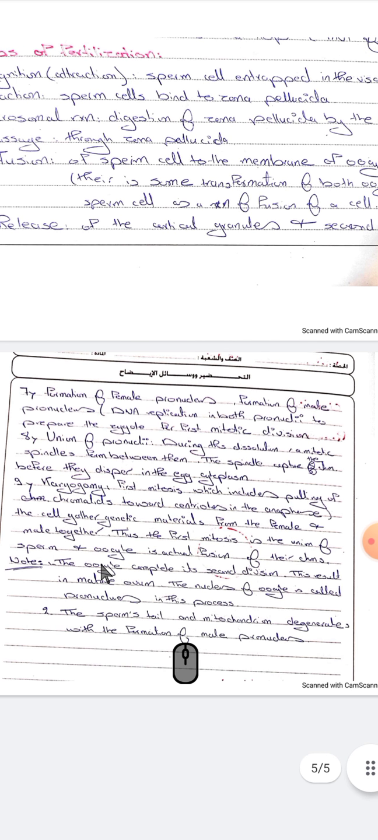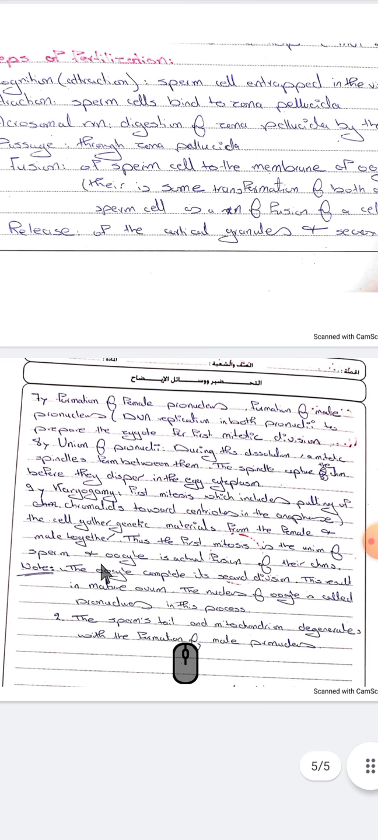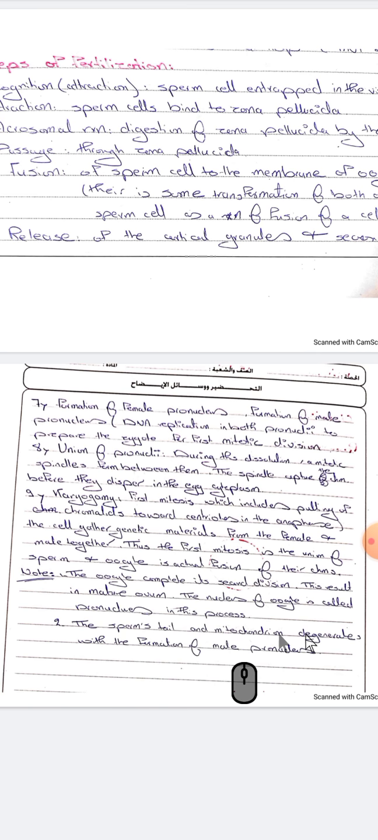The oocyte completes the second division. This results in a mature ovum. The nucleus of the oocyte is called the pronucleus in this process. The sperm tail and the mitochondria degenerate with the formation of the male pronucleus.